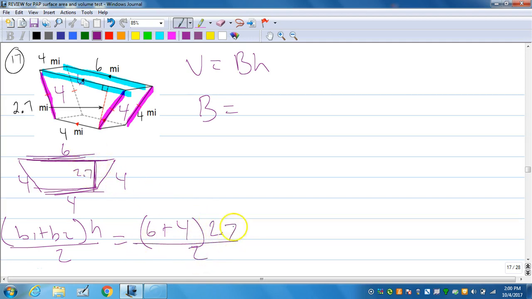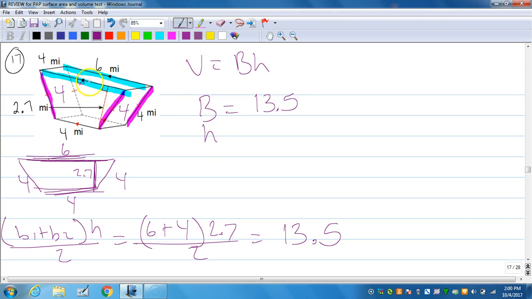Divide that by 2. And remember that this 2.7 is only the height of the base. It is not the height of the prism. So this h is not the same as this h here. You put that in the calculator and it's going to give you 13.5. So this is 13.5. Now we need the h.